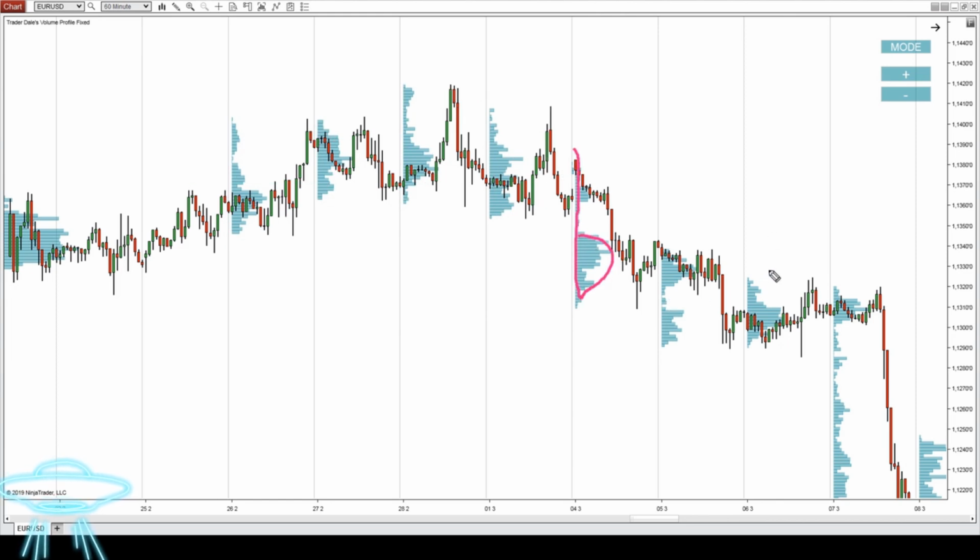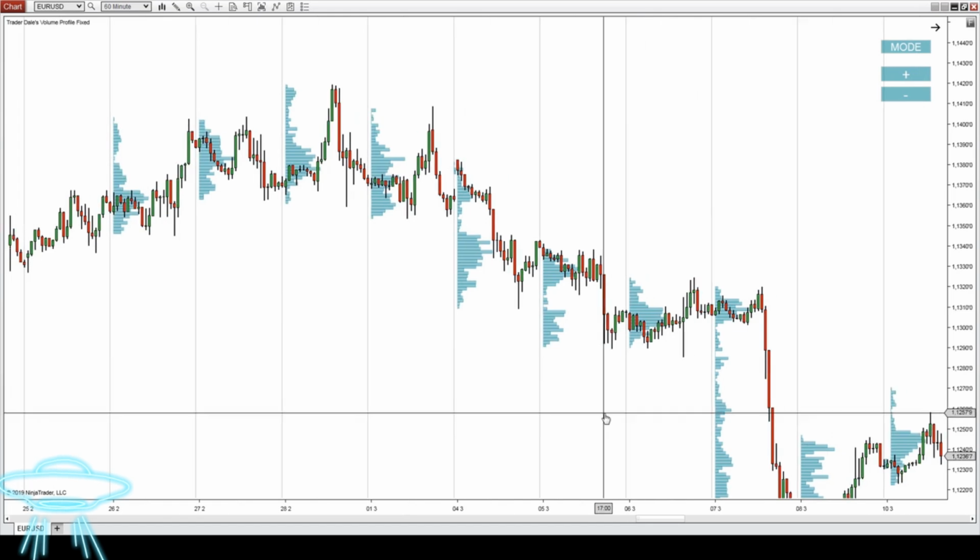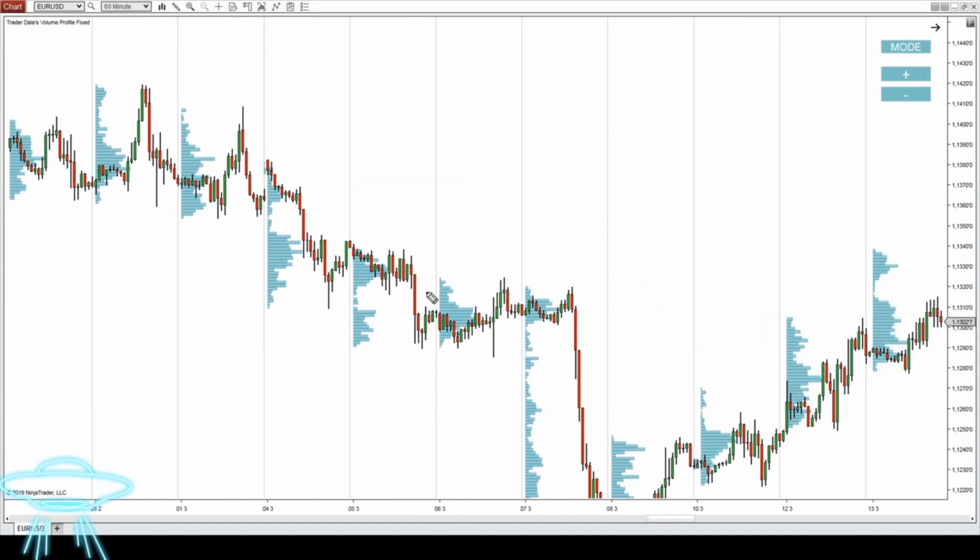into a B-shaped profile. Then there is this double distribution, and after this selling activity, there is a D-shaped profile, which is a sign of a temporary balance between buyers and sellers. So there's a rotation, price is in balance.